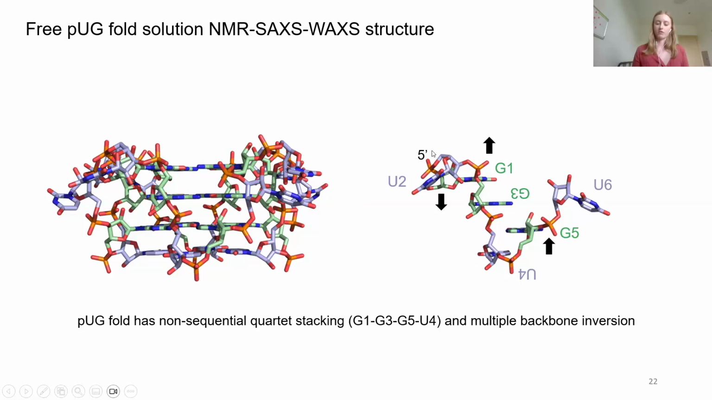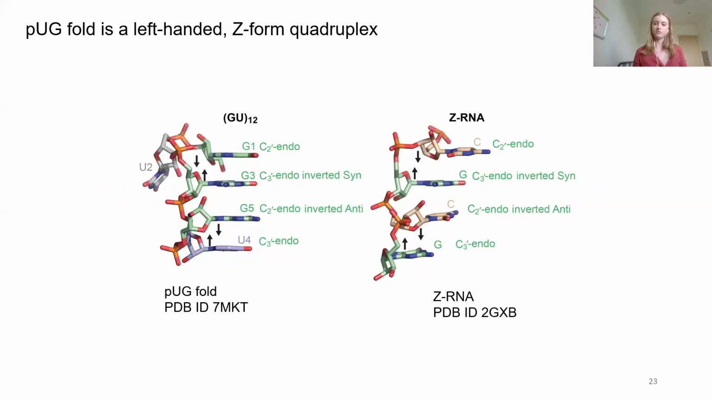And with these multiple backbone inversions, as well as that overall left-handed geometry, it made us think of another really interesting RNA structure, which is zRNA. zRNA is characterized by multiple backbone inversions, alternating C2' and C3' endo sugar puckers, and this central inverted syn anti-stacking, which is all seen as well in our PugFold backbone orientations. There are obviously some differences, with that bulged out uridine and the flipping down at the bottom, which doesn't occur in zRNA, but overall the structures are similar enough. We're calling this the first ever Z-form RNA quadruplex.